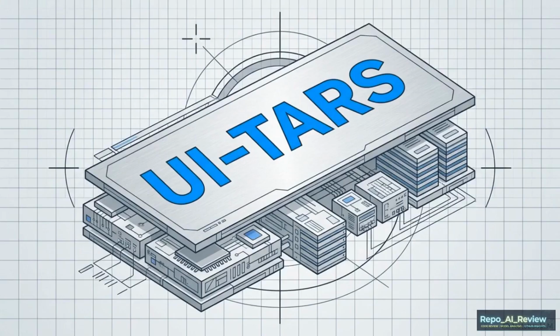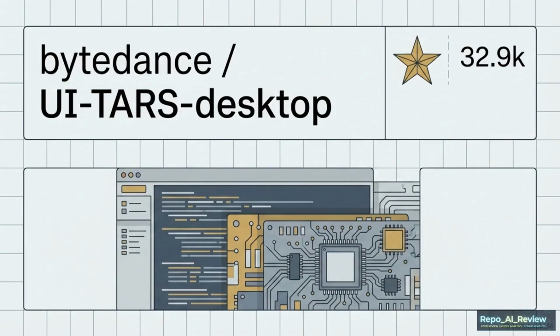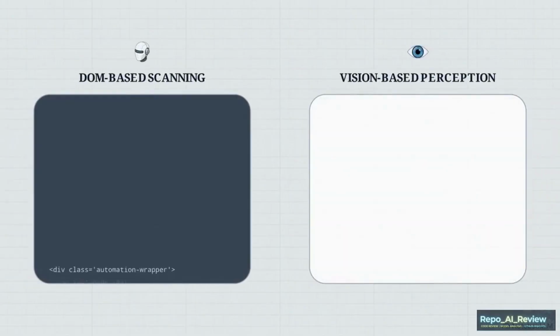ByteDance recently open-sourced a solution to this problem called UI-TARS. Without heavy marketing, the repository rapidly accumulated over 32,000 stars on GitHub, driven by developers looking for a more resilient way to automate tasks. This illustrates the core operational shift.